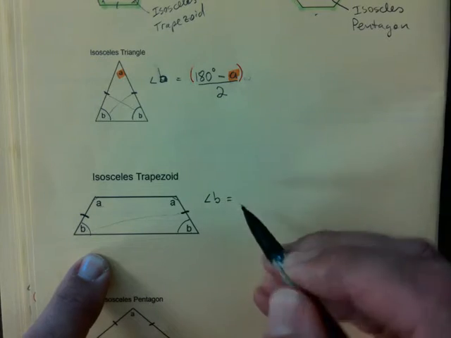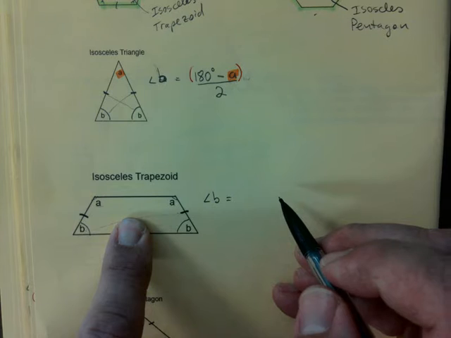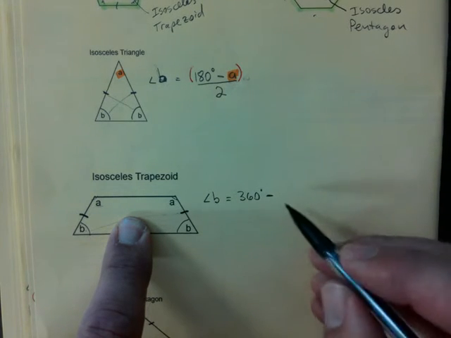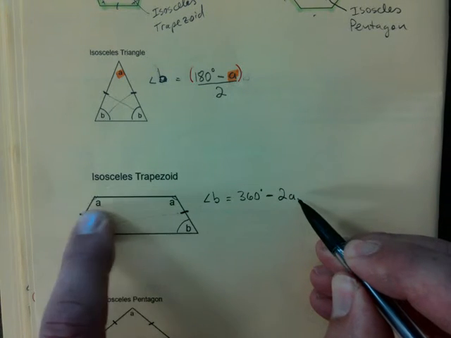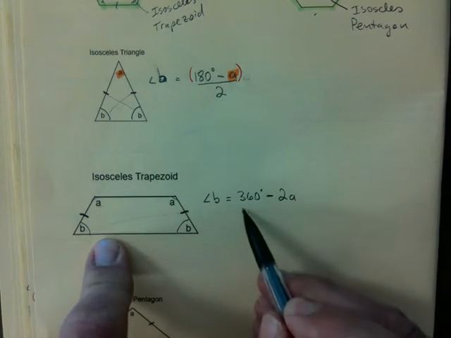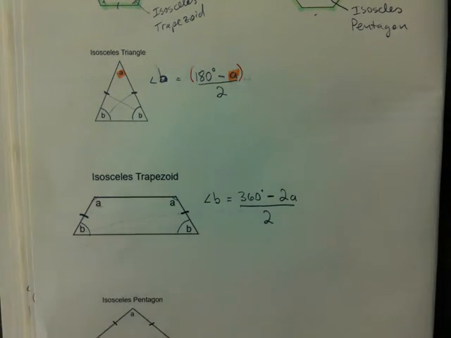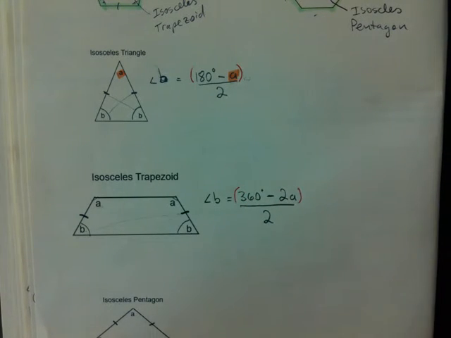So in this case, to find angle B, what number would we use instead of 180 for a four-sided shape? 360 minus, this is where it gets different, minus 2 times A, all of that divided by 2. And I introduced the brackets because if you don't do the brackets, you're going to get the wrong answer if you just type it in one shot.